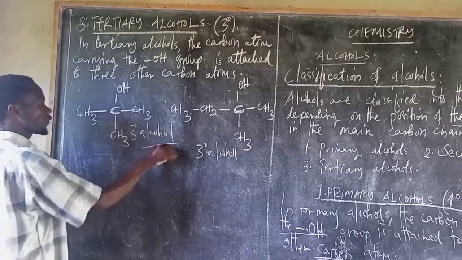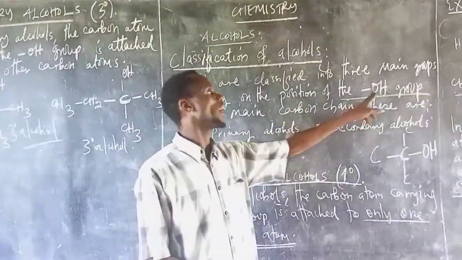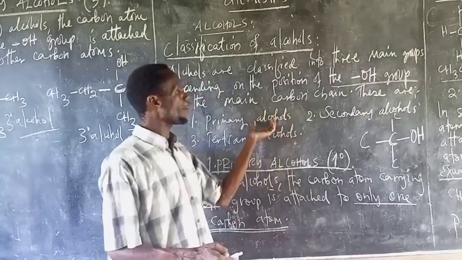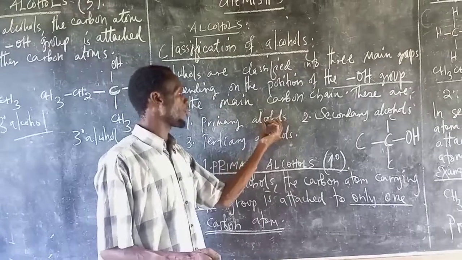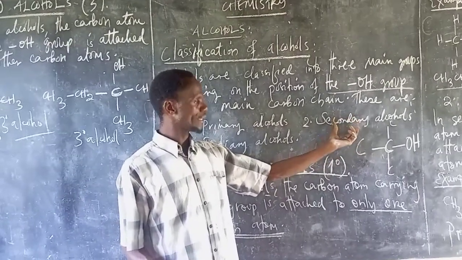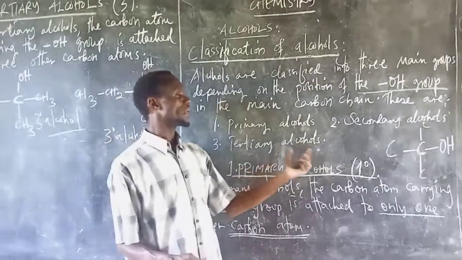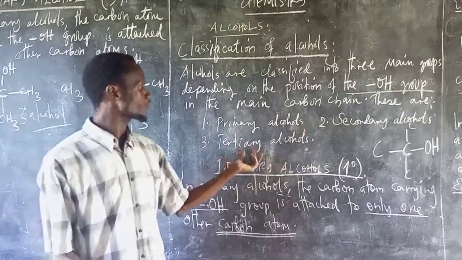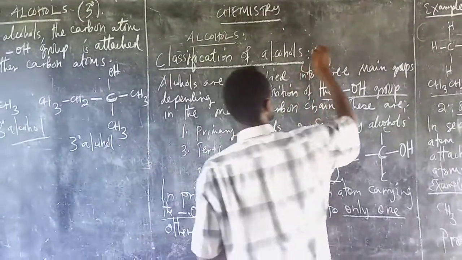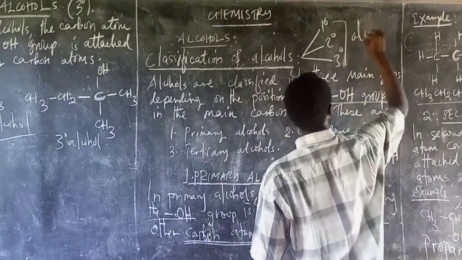So to differentiate the classification of alcohols, we say alcohols are classified into three main groups depending on the position of the OH group in the main carbon chain. We have primary alcohol, in which the carbon atom carrying the OH group is attached to only one carbon atom. We have secondary alcohol, in which the carbon atom carrying the OH group is attached to two other carbon atoms. And in tertiary alcohol, the carbon atom carrying the OH group is attached to three other carbon atoms. That is how we can differentiate the classification of alcohols: the first degree, the second degree, and the third degree.